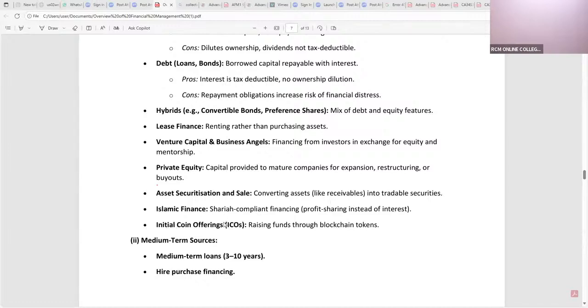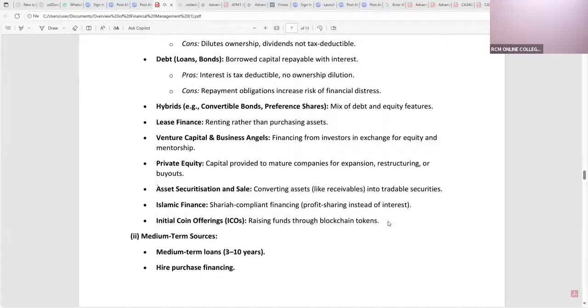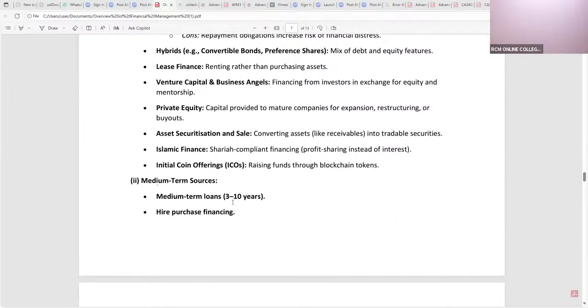And then we have the initial coin offerings. Remember, ladies and gentlemen, you can easily securitize your coins. If you remember this concept of what? Bitcoins, for example. You should be able to learn this. You can easily securitize this and then you raise funds through blockchain tokens. Remember, it's about raising funds. Medium-term sources. Medium-term to us in finance means 3 to 10 years.